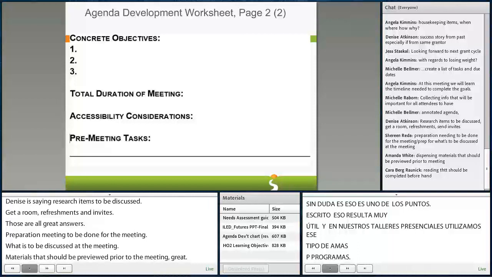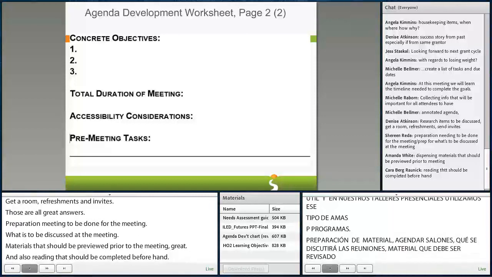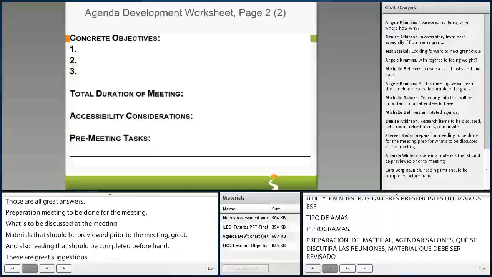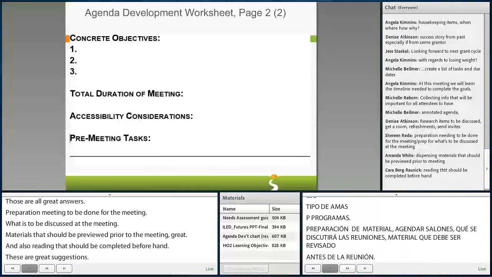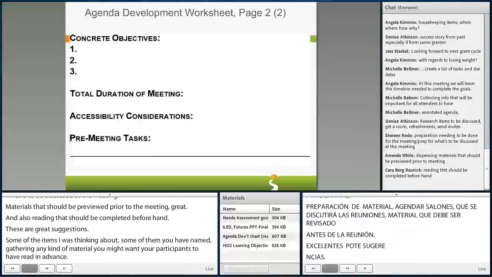So some of the items that I was thinking about, some of them you've already named, was gathering any kind of material that you might want your participants to have read in advance. So let's say if you are having a meeting with your program manager and your partners, for instance, on your grant, you might want to share copies of your special conditions or the terms of your grant to everyone who's going to be at that meeting. You'll want to obviously invite people to the meeting.